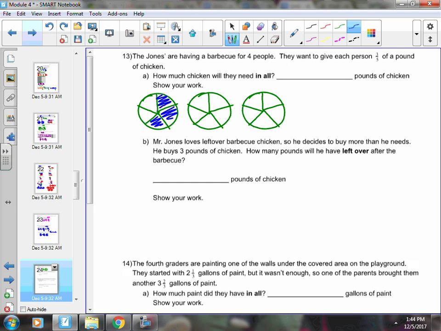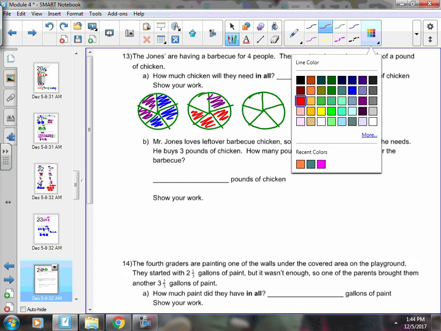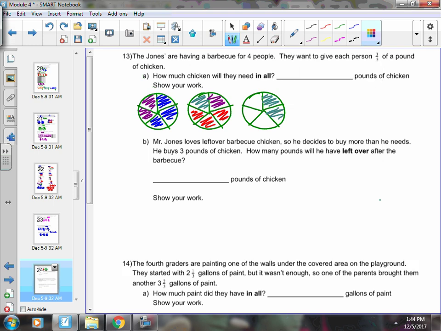3/5 for you, blue person. 3/5 for you, purple person. 3/5 for you, red person. And 3/5 for you, teal person. Okay? So that's all 4 people, and they each got 3/5 of a pound of chicken. And can you tell that it's a big old 2 and 2/5? So the answer is 2 and 2/5.